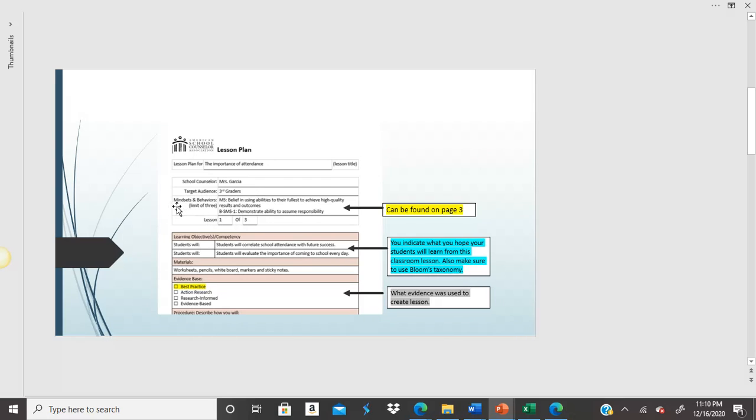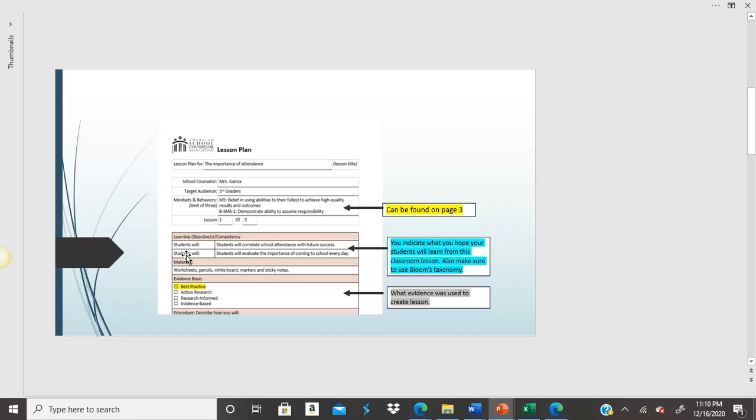For mindsets and behavior, it states that there's a limit of three. I did one mindset and one behavior. It is recommended that you do one of each at least. And the mindsets and behavior can be found on page 3. For the lessons, I have lesson 1 of 3. I did create 3 lessons that were focusing on attendance. So this is my sample of lesson 1.